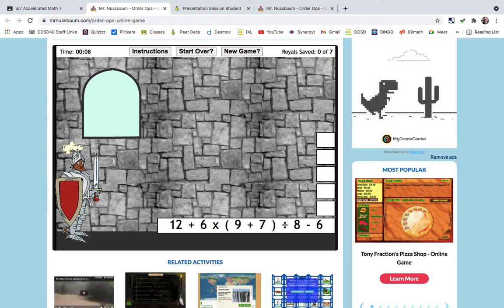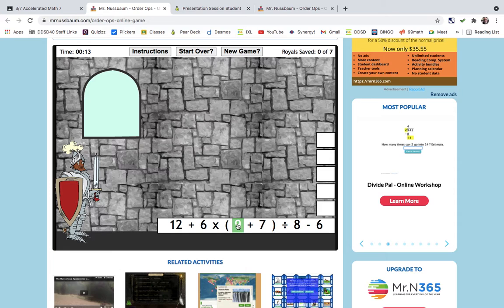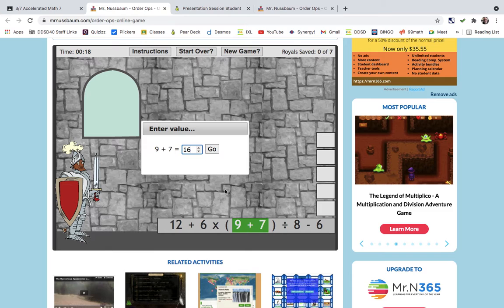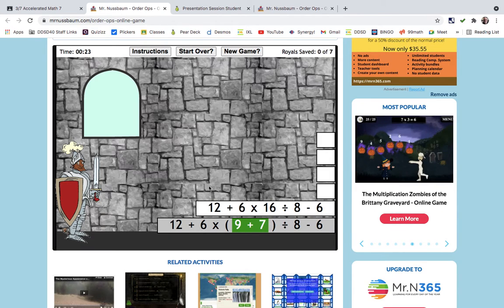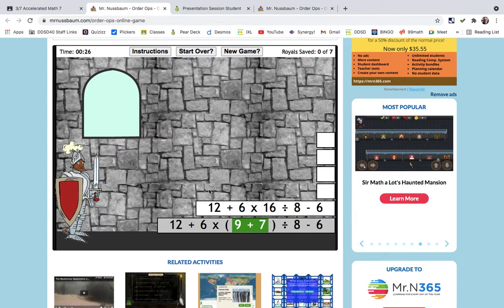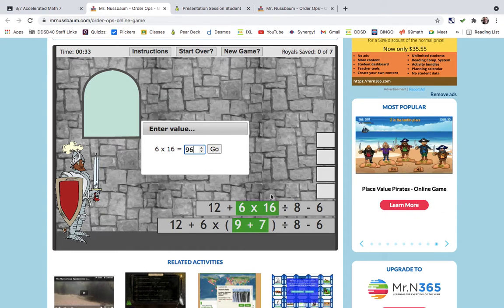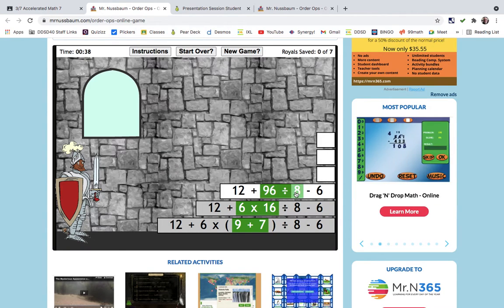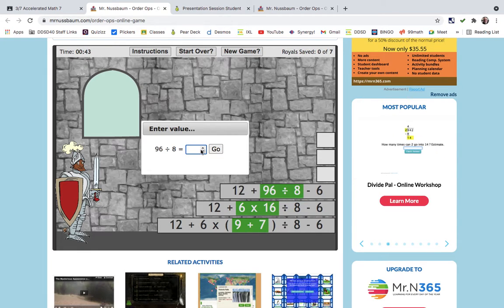And you have to click on what is first. So I'm going to do what's in parentheses first. This doesn't have any exponents, so we'll do parentheses first. And then the next thing I see is there's no parentheses, so I'm looking for multiplication left to right. So I have to do this first. 6 times 16 is 96. Then I have to do 96 divided by 8. 96 divided by 8 is 12.